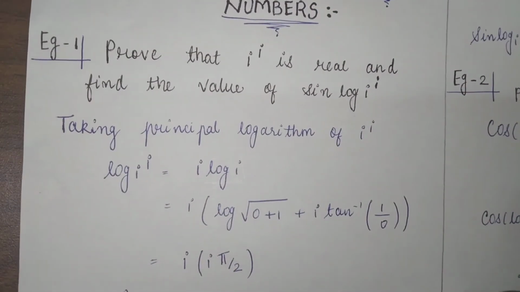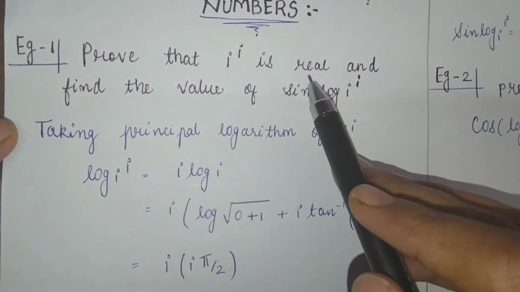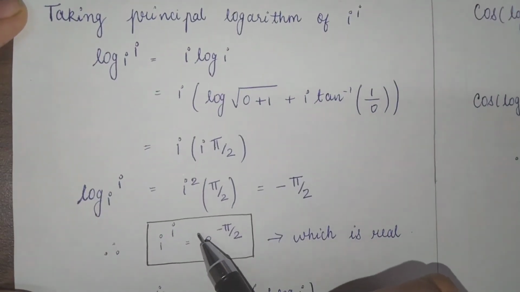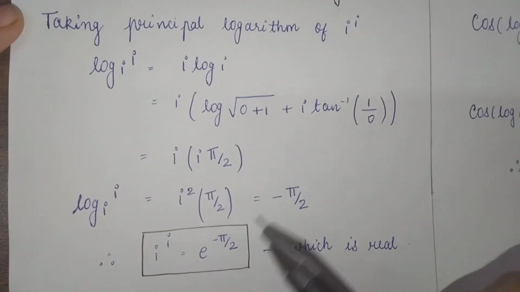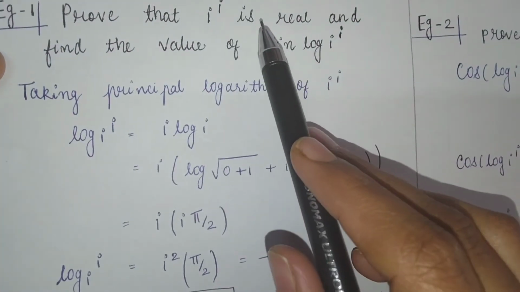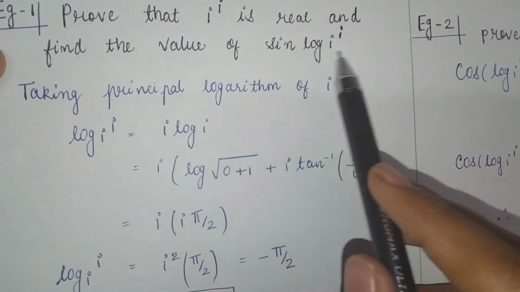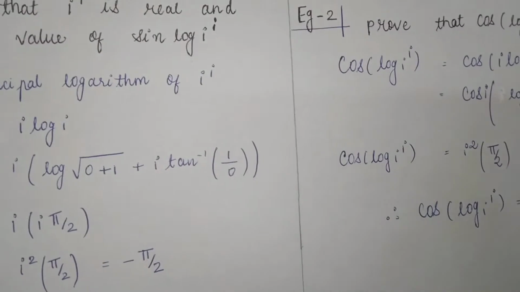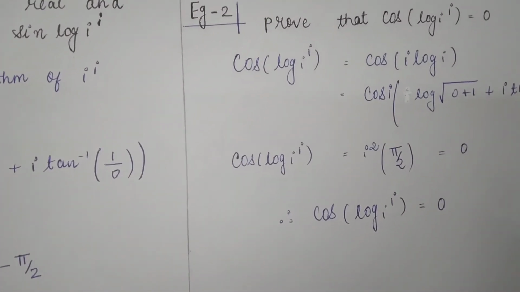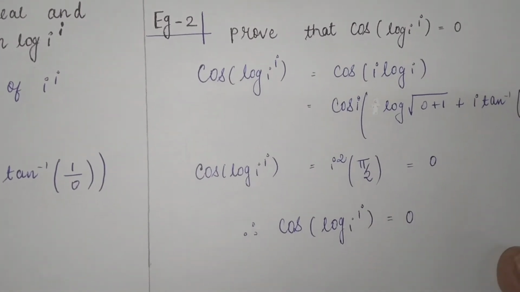Okay, so we proved that the value of i raised to i is real. That is, here the i term is not there, so we can say that we got a real term, and we also found the value of sin of log i raised to i. Okay, now moving towards example 2.